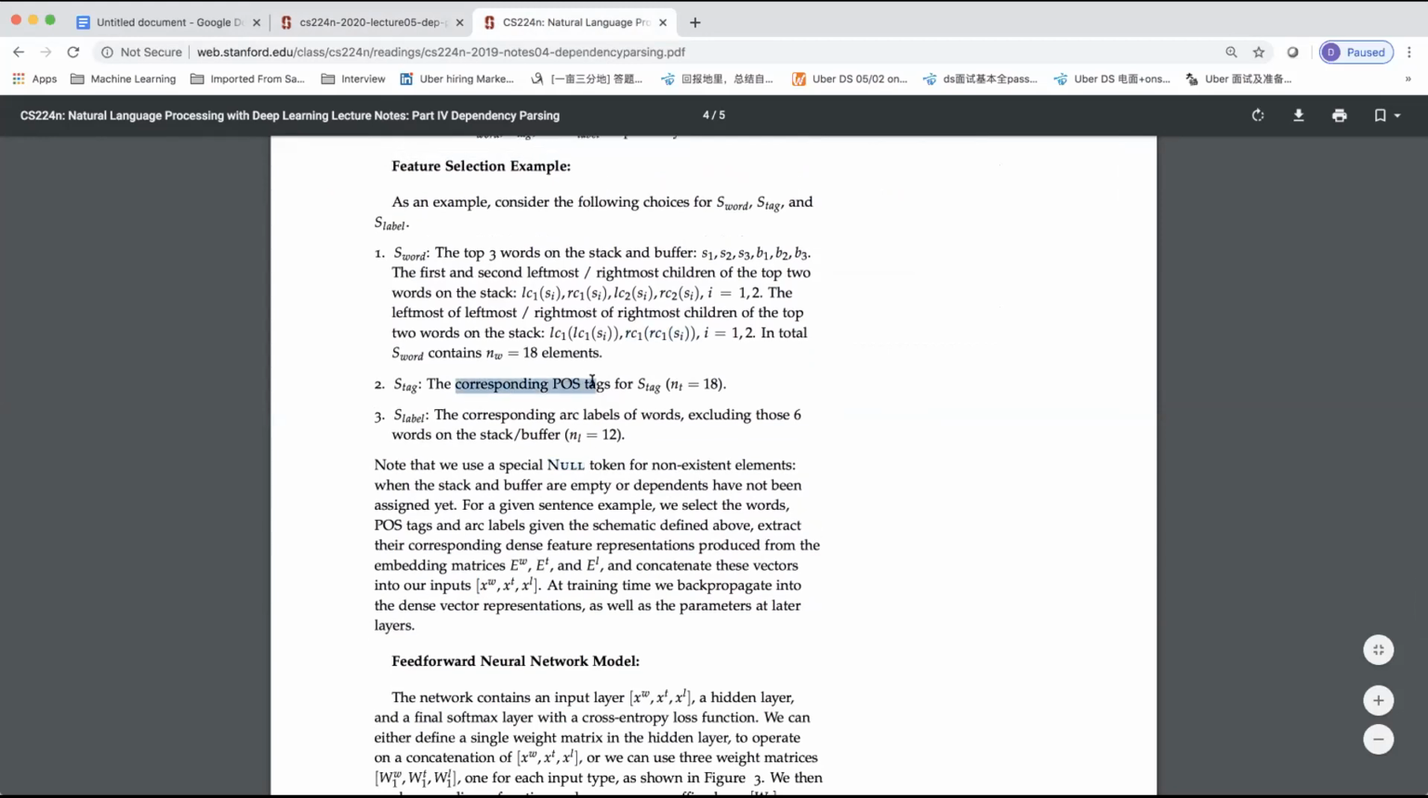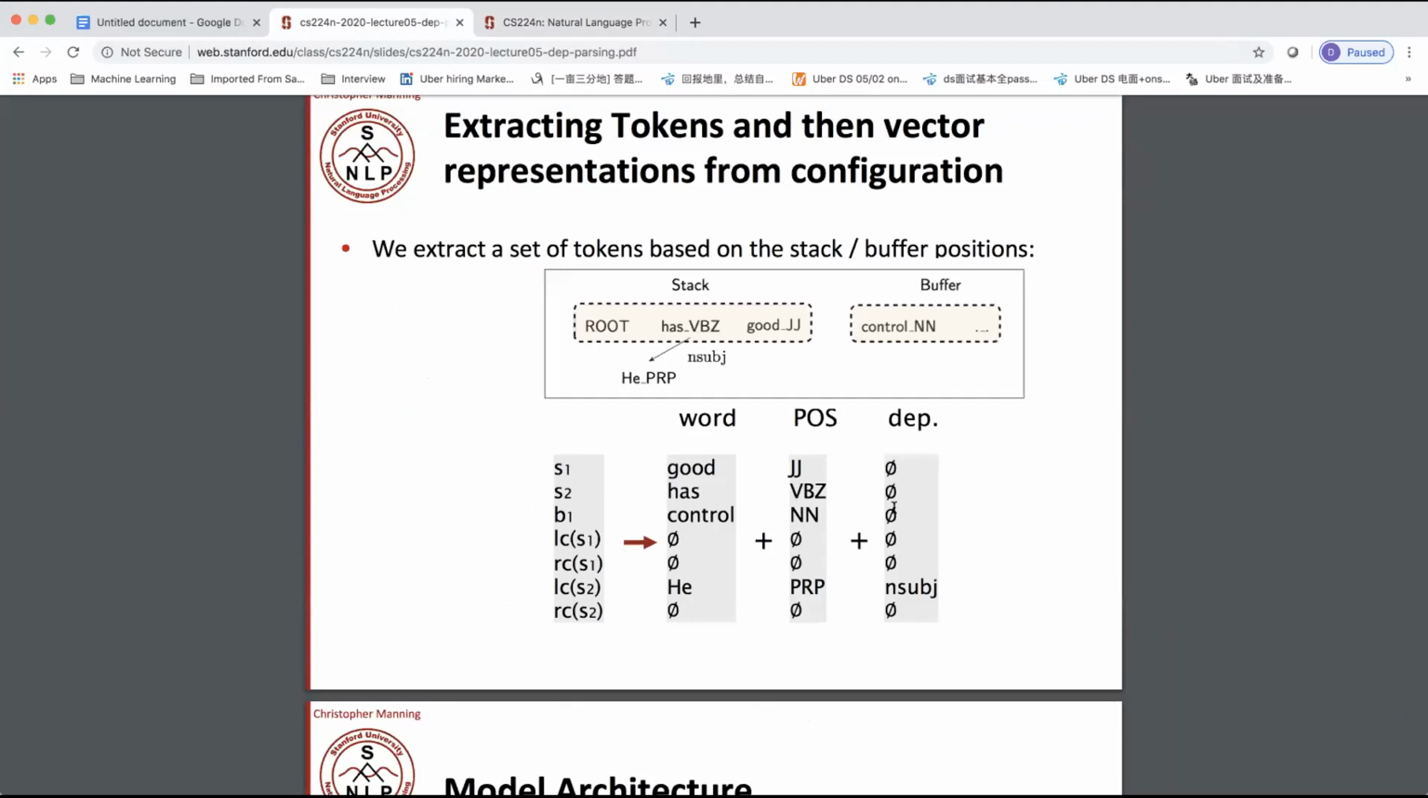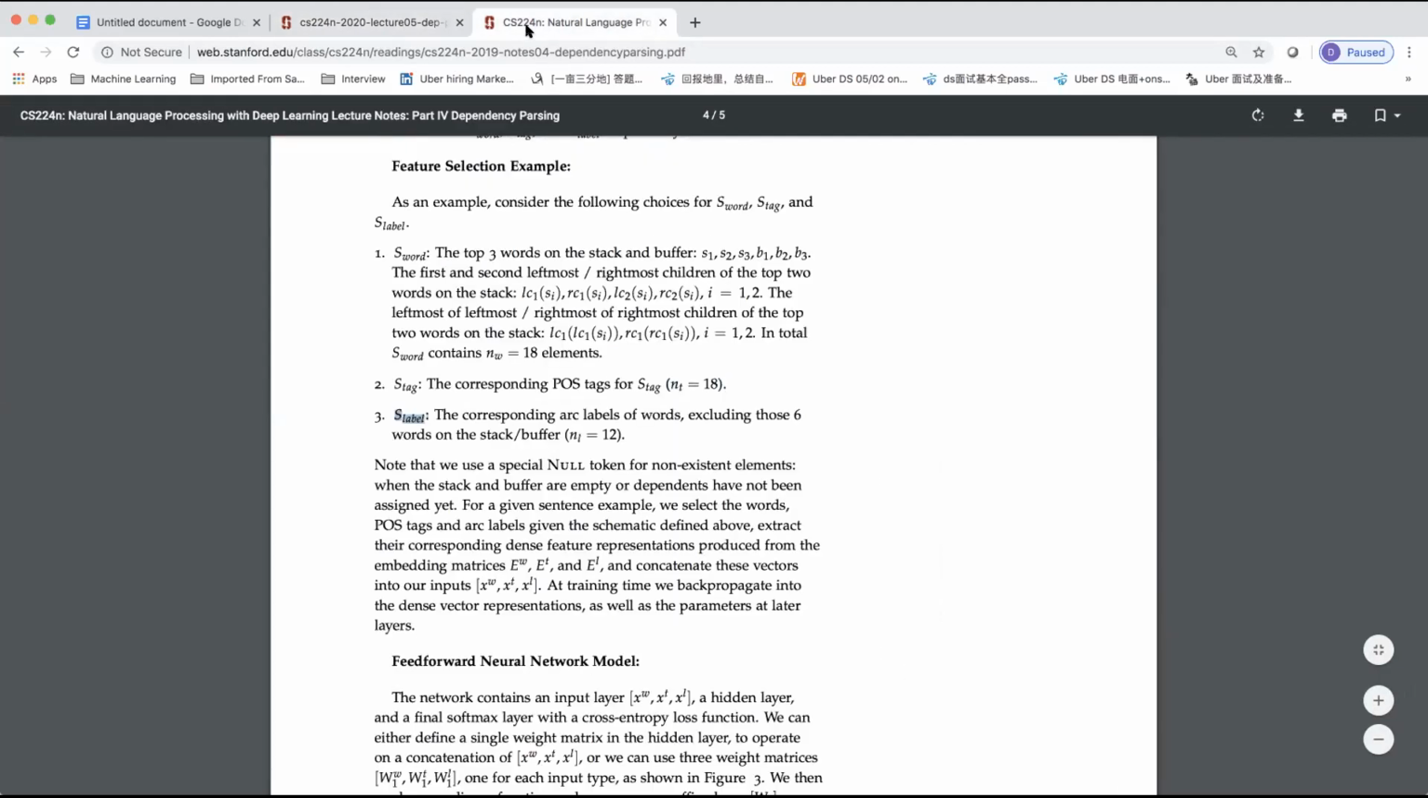And the corresponding POS tags: you have 18 elements here, so this is 4 plus 8 plus 6. You have 18 elements in there, so you should have 18 tags. But for the labels, the corresponding dependency relationships, we only count those that start from a left arc or right arc. We don't count the words right here, because the words themselves don't have any dependency relationship. Starting from here, we count how many dependency relationships we have. So we get rid of the 6, 18 minus 6, and we are left with 12.